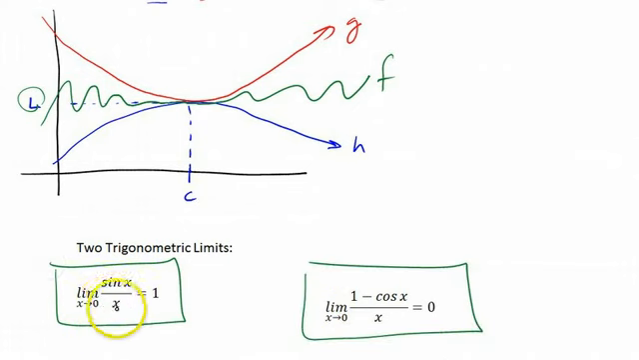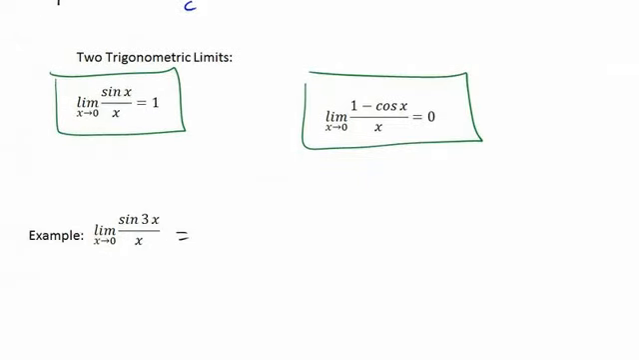The limit of sine x over x as x approaches 0 is 1, and the limit of 1 minus cosine x over x as x approaches 0 is 0. And how do you use these? Well, this is very similar to this one up here, and we can use this one as long as the coefficient of x up here is equal to the coefficient of x down there. So I need to make this 3x. Well, that's not hard to do. All I need to do is multiply the top and bottom by 3.